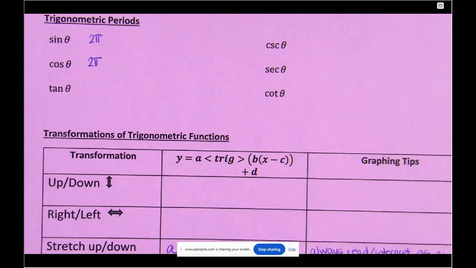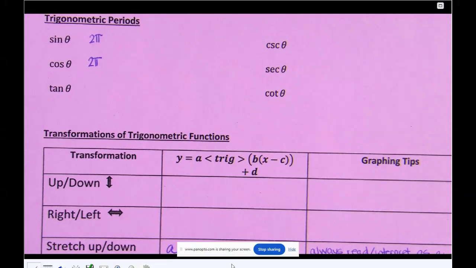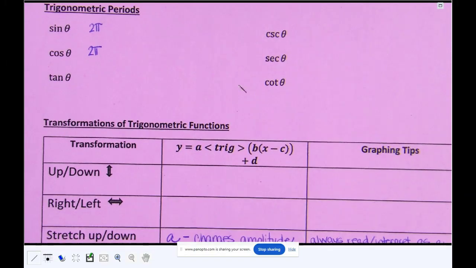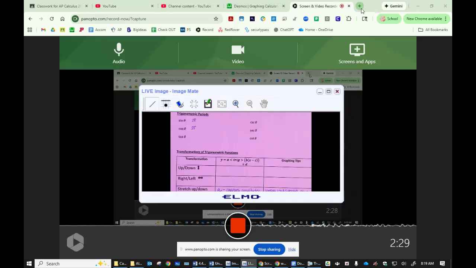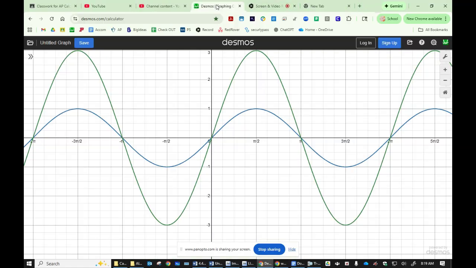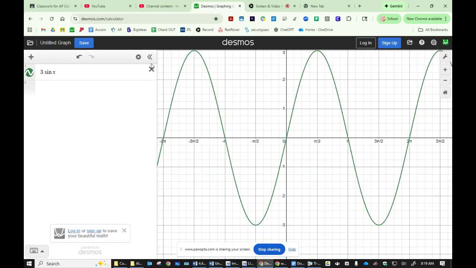So go ahead and just pop up a graph of tangent on your calculator. We're going to talk about it in just a second.